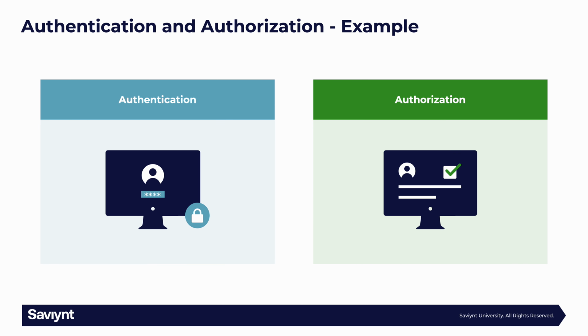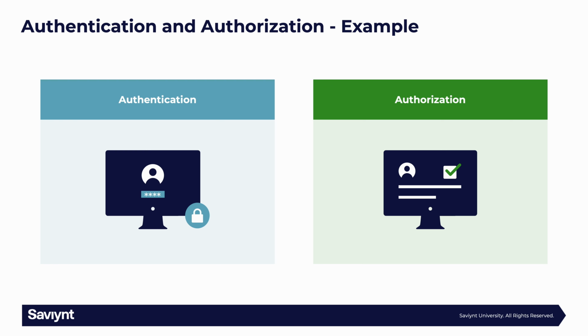Let's look at another example. Imagine you're using an online banking app. Authentication is that you entered your username and password to log into the app. The system checks if your credentials are correct, that is, you're who you say you are.